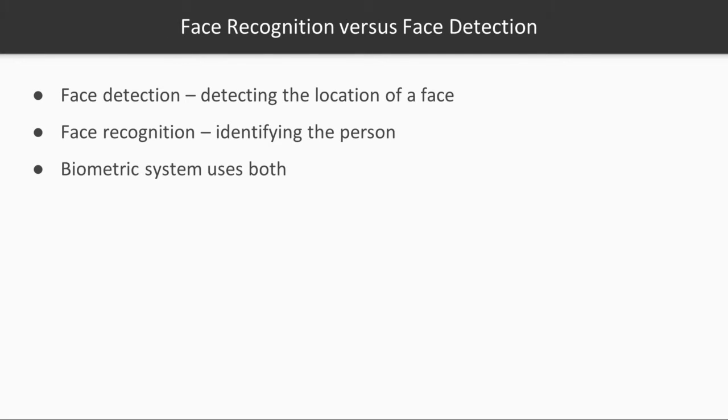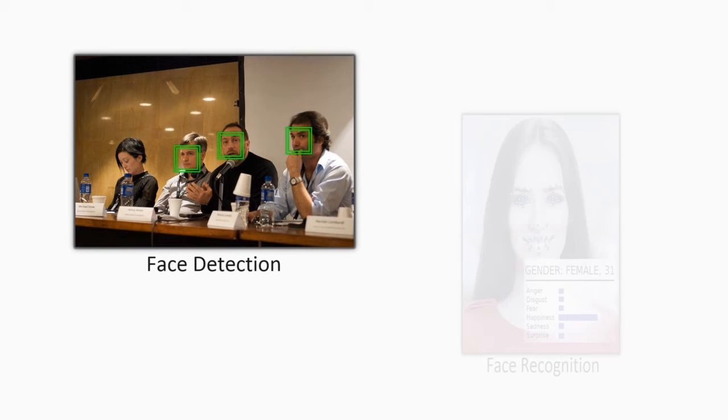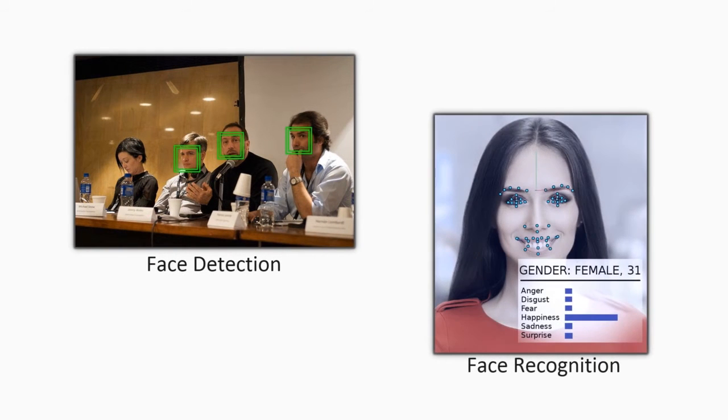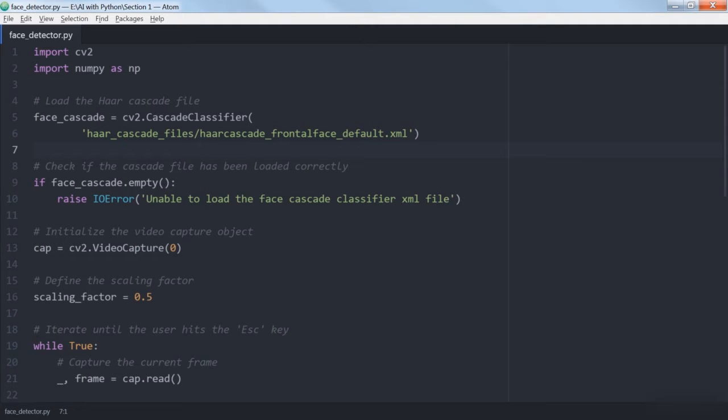Face detection refers to detecting the location of a face in a given image. This is often confused with face recognition, which is the process of identifying who the person is. A typical biometric system utilizes both face detection and face recognition to perform the task. It uses face detection to locate the face, and then uses face recognition to identify the person. Let's see how to build a face detector.